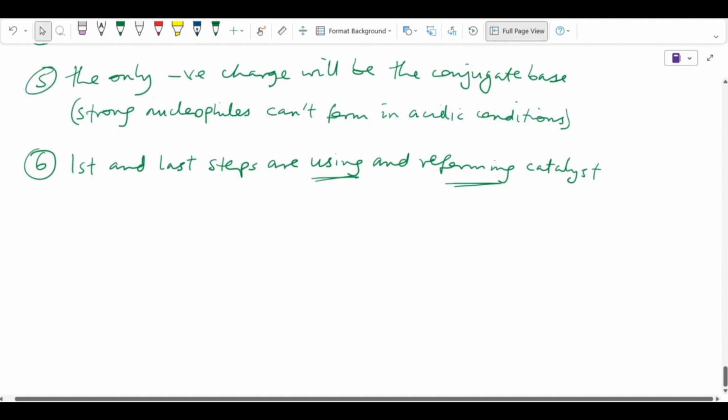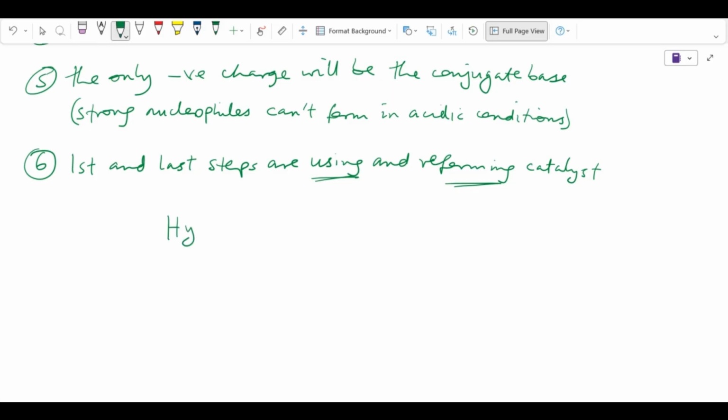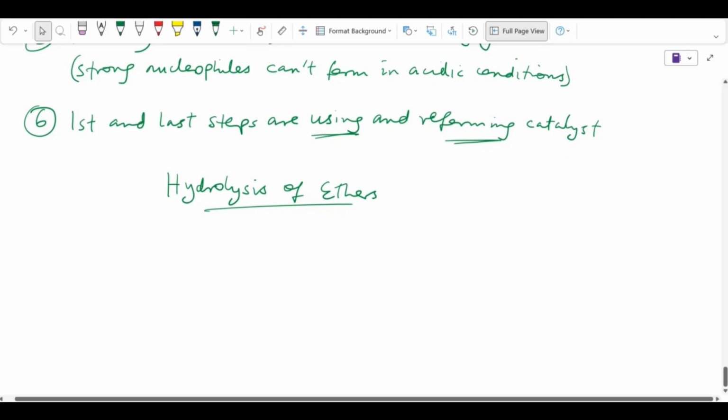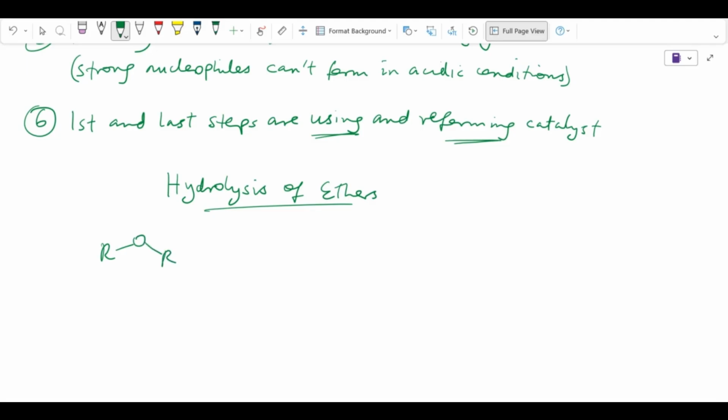So the next reaction we'll be discussing will be hydrolysis of ethers. Hydrolysis simply means addition of water. So if you react an ether with water under acidic conditions, you will form alcohol. So this is the reverse of the reaction we've been discussing.